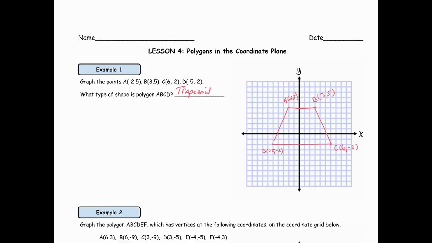You can see that line segment AB is parallel to line segment CD, meaning if we were to extend those two line segments, they would never touch. Line segment AD and line segment BC, if we were to extend those line segments, you would see that they would eventually intersect somewhere right above the y here in our coordinate plane. So the definition of a trapezoid is a quadrilateral with only one pair of parallel sides.